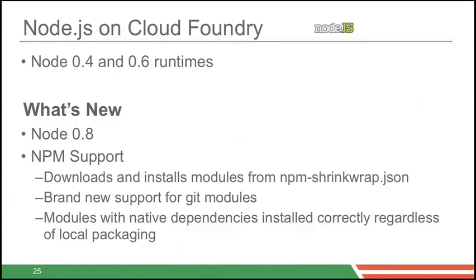Previously we had support for both 0.4 and 0.6 versions of Node. We've recently added Node 0.8 as a runtime option. And we significantly enhanced and provided NPM support. I mentioned this earlier, where basically if you're using a Node application and you specify your Node modules in what's called a shrinkwrap file, which basically just fixes the versions of each of the Node modules that you're using, then we will download and install them for you if you don't have them packaged with your application. And similarly, that includes Git modules, which we just recently added support for. I don't even think we've announced that yet.